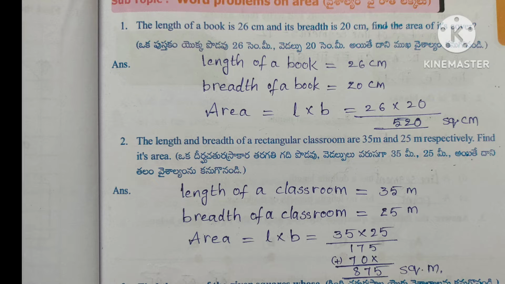Second question, the length and breadth of a rectangular classroom are 35 meters and 25 meters respectively. Find its area. Length of the classroom equals 35 meters and breadth equals 25 meters. Formula of area equals length into breadth equals 35 into 25. By multiplication, we get the answer 875 square meters. So, area of the classroom equals 875 square meters.